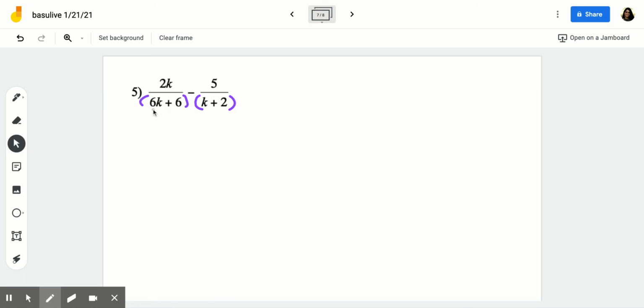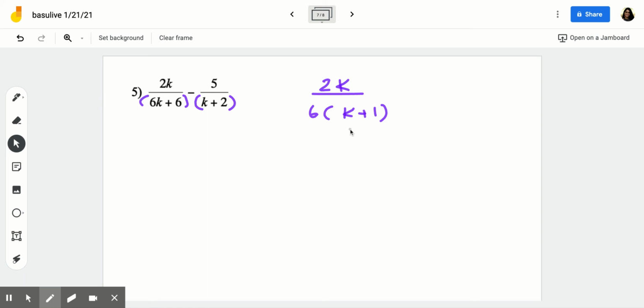One thing I would personally do first is pull out this 6 in front, because it might help if we could cancel it, and you'll see that we can. So I'm going to pull out the 6 in the front. So my first, I'm just going to rewrite it over here. It's going to be 2k over 6 over k plus 1.